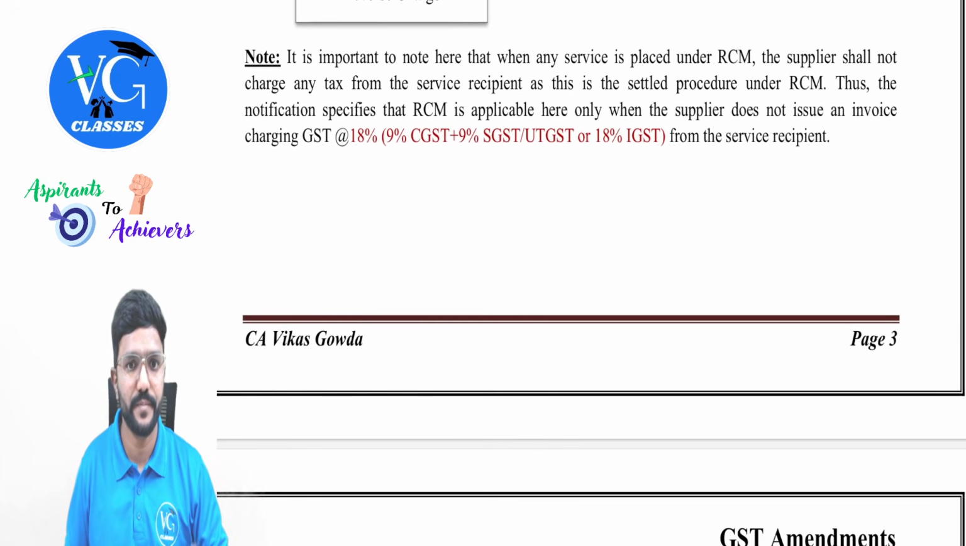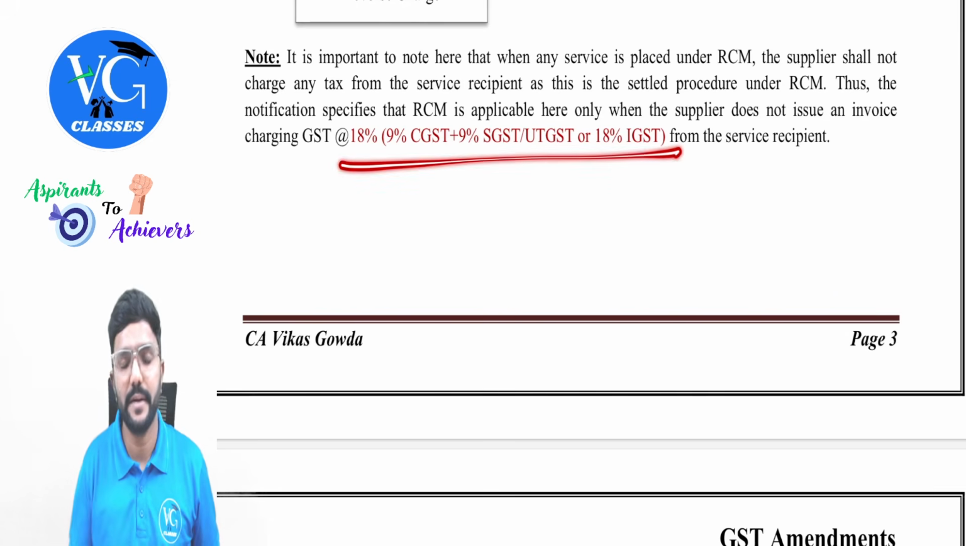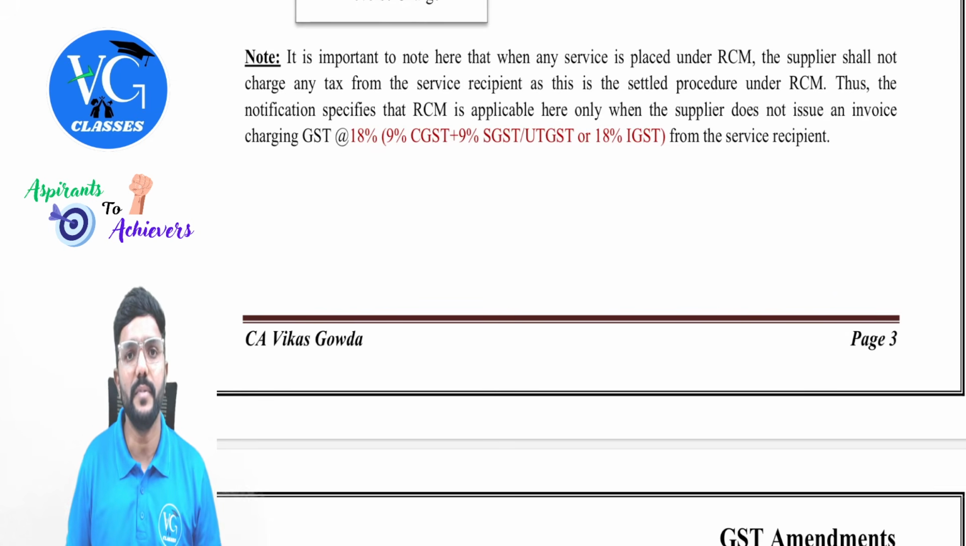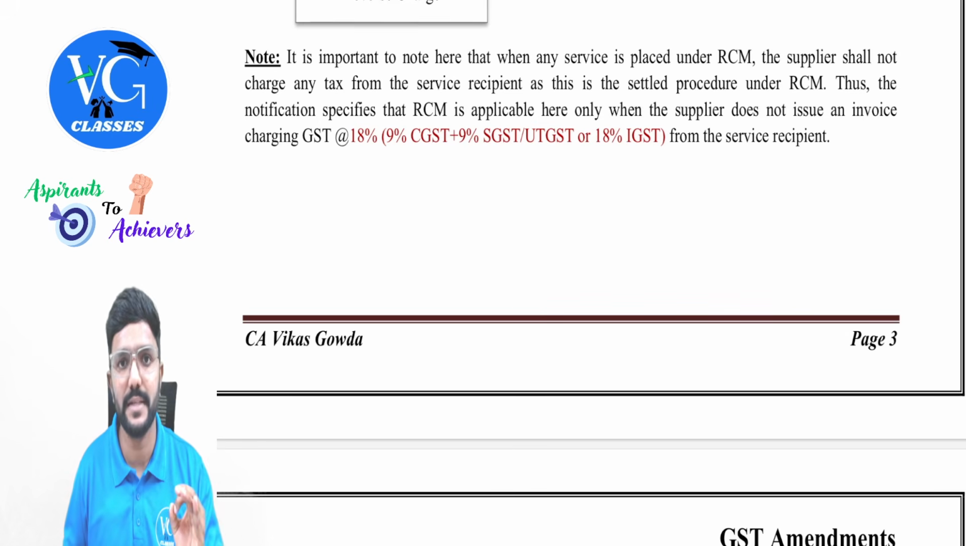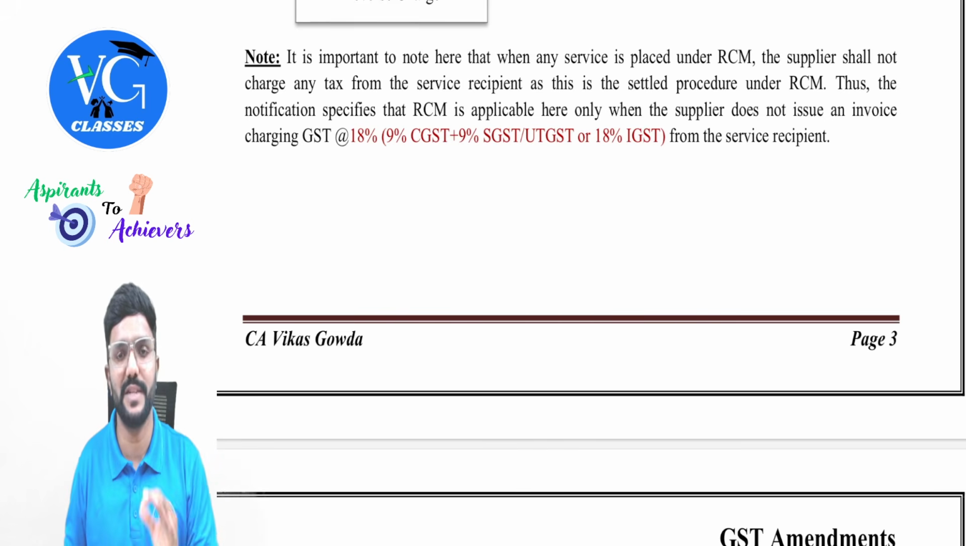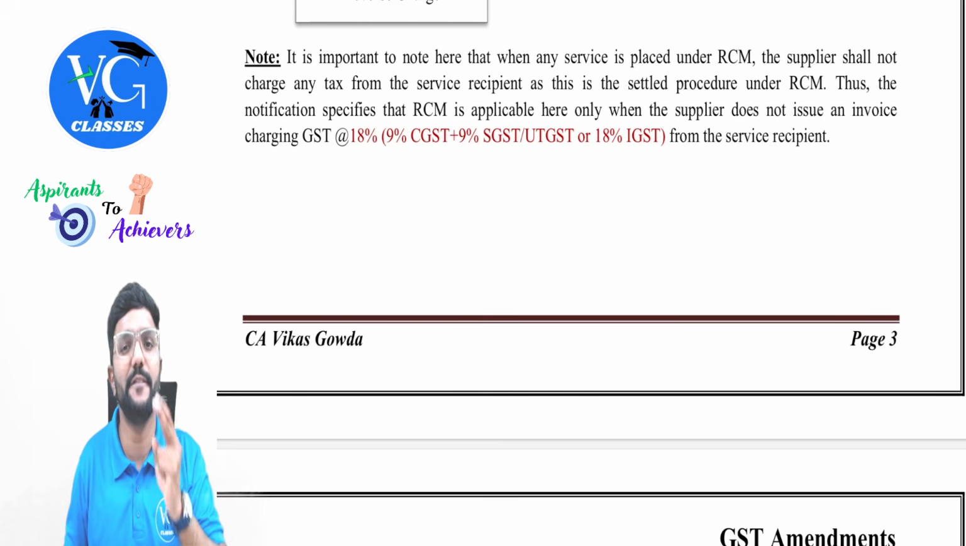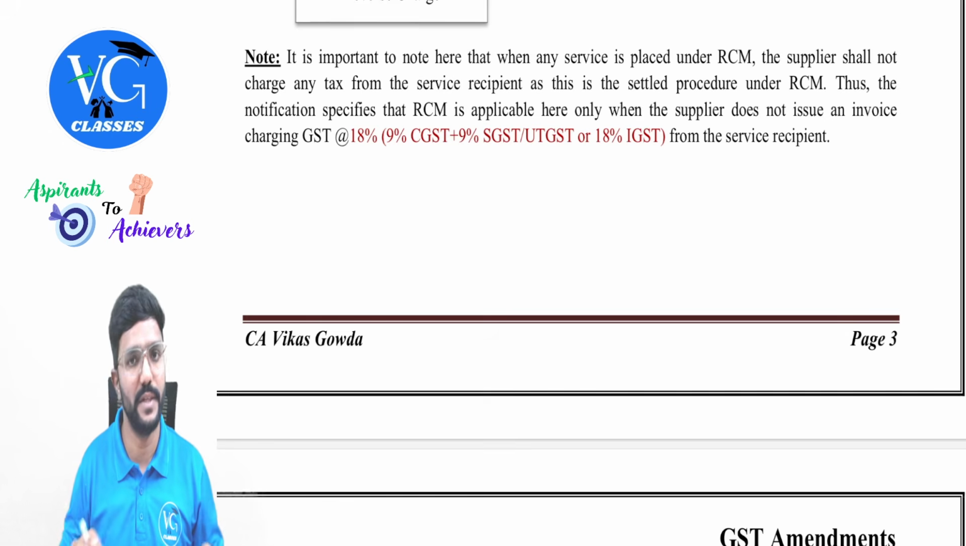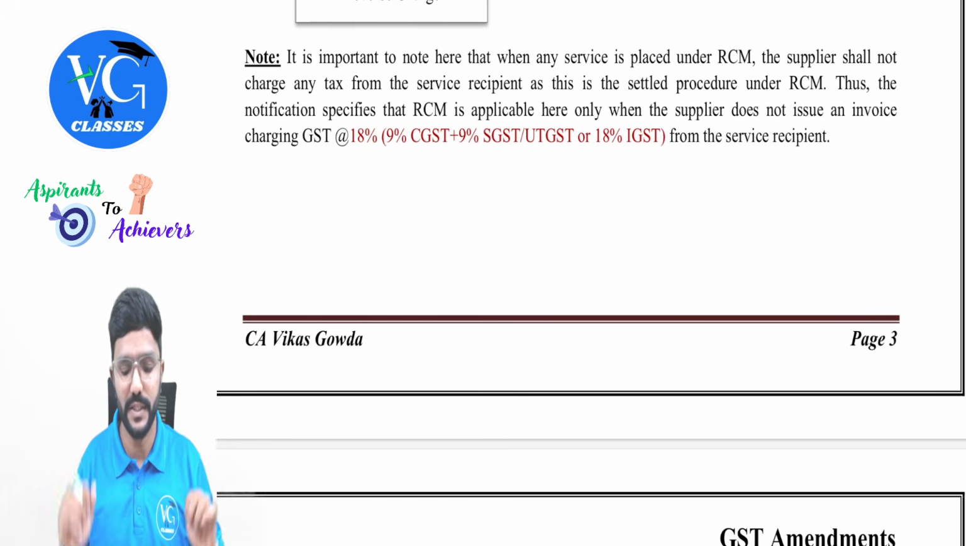Even in the note, there is a mention about the rate. Just change it to 18%. 9 plus 9%. I repeat again, guys. There is no change in the provision. Whatever RCM list we have discussed would remain same, but only change is with respect to whatever 12% was there in two cases. Now it has been changed to 18%. That's all. Got it?